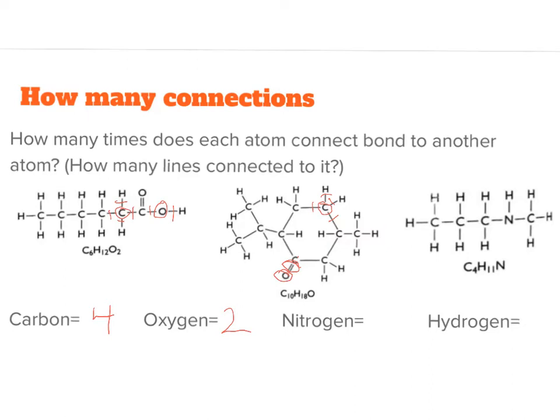If we look at nitrogen, there's a nitrogen right here, and it has 1, 2, 3 bonds. And finally, all of the hydrogens, you should notice, only are connected by 1 line. They only make 1 bond.